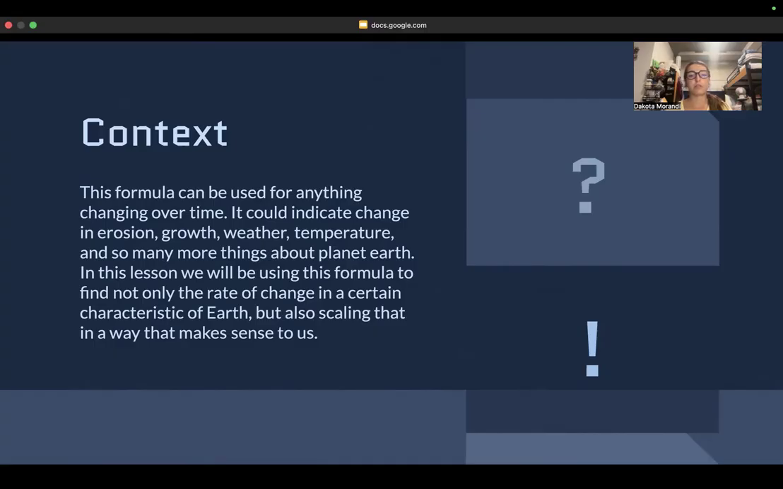But in this lesson, we'll be using the formula to find not only the rate of change of a specific characteristic of Earth, but also scaling that in a way that makes sense to us and geologically.